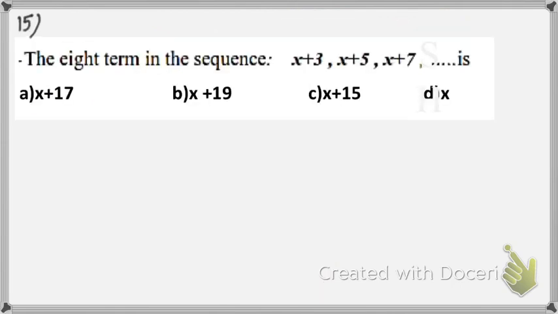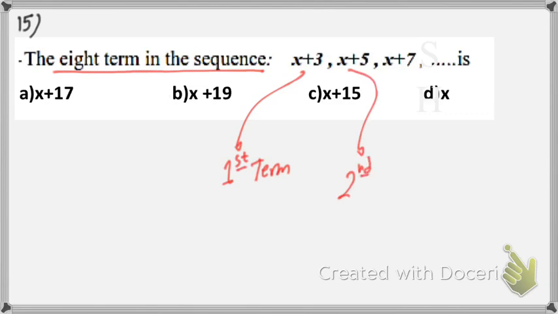Question 15. The 8th term in the sequence x plus 3, x plus 5, x plus 7 is. We can notice that this sequence is an arithmetic sequence. Why? Because we are increasing by the same value. The first term is x plus 3 and the second term is x plus 5. Notice that x is repeated in each term, and from 3 to 5 we add 2, and from 5 to 7 we also add 2.